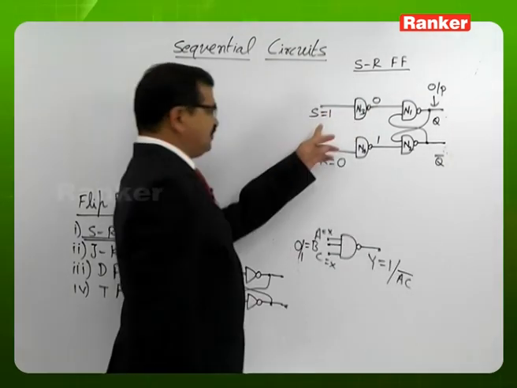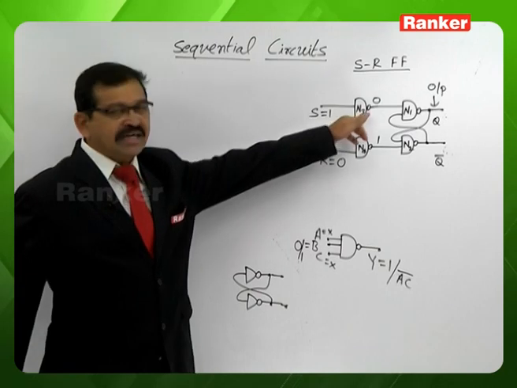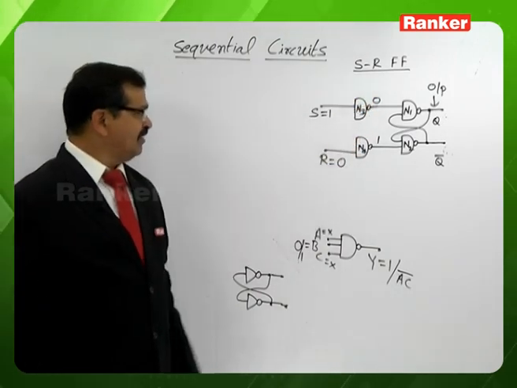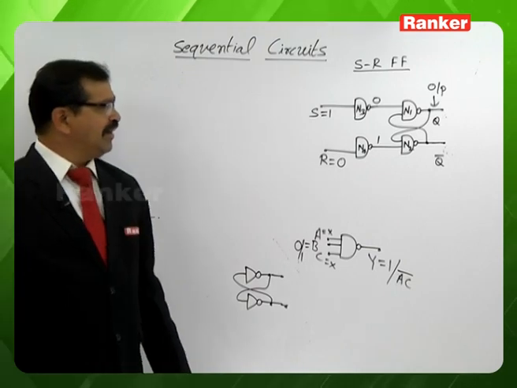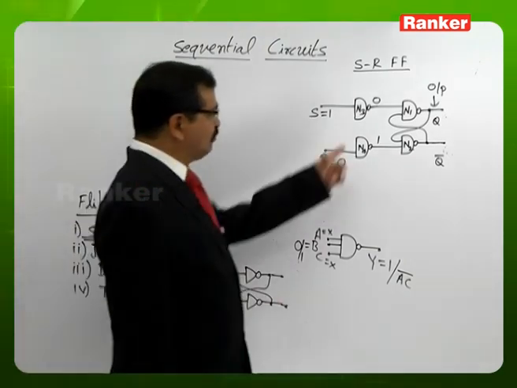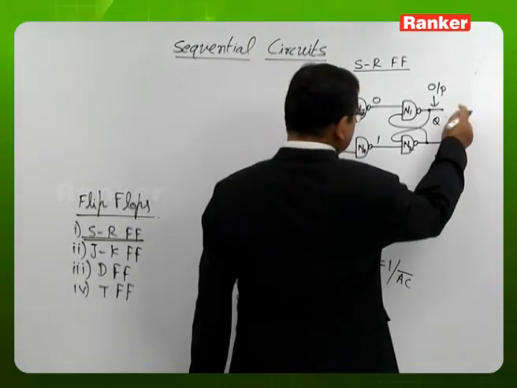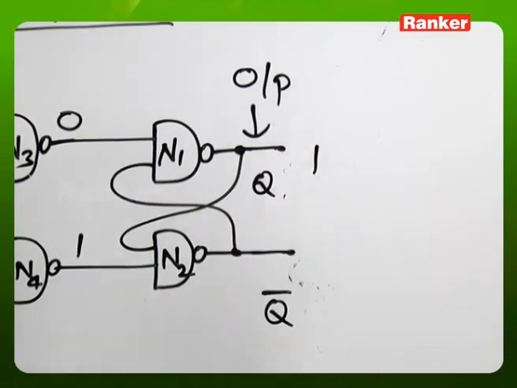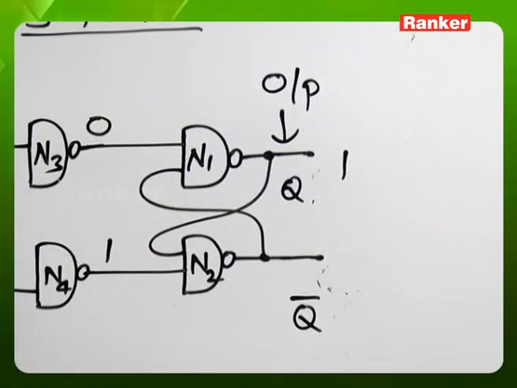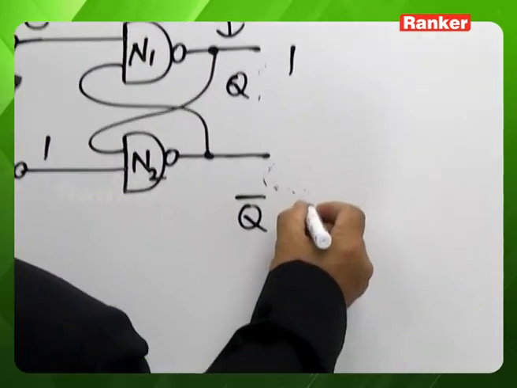Based on S is 1, R is 0, we recognize gate N3 output is 0, N4 output is 1. Now we see one of the inputs of the NAND gate N1 is 0. Having one input of N1 as 0, the N1 output is 1. For gate N2, both the inputs are 1, so the N2 output is 0.